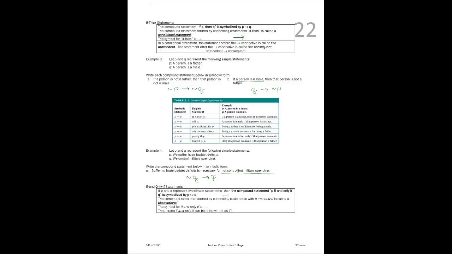Question. If P and Q represent two simple statements, then the compound statement P if and only if Q is symbolized with arrows at both ends. This statement is called a biconditional statement. The compound statement formed by connecting statements with if and only if is called a biconditional. And sometimes, instead of writing if and only if, you can abbreviate it as IFF.